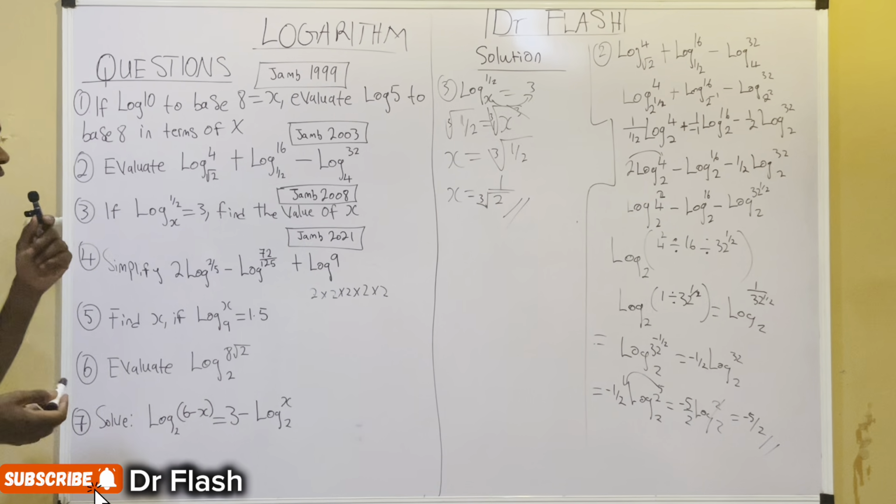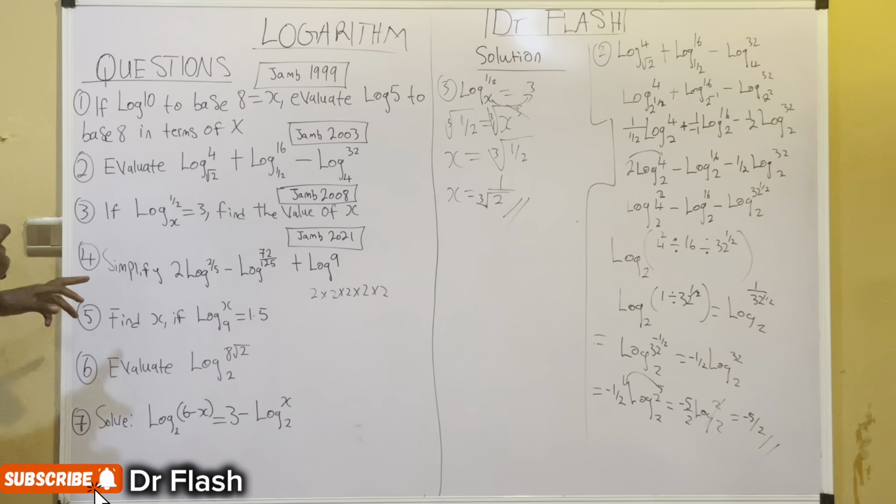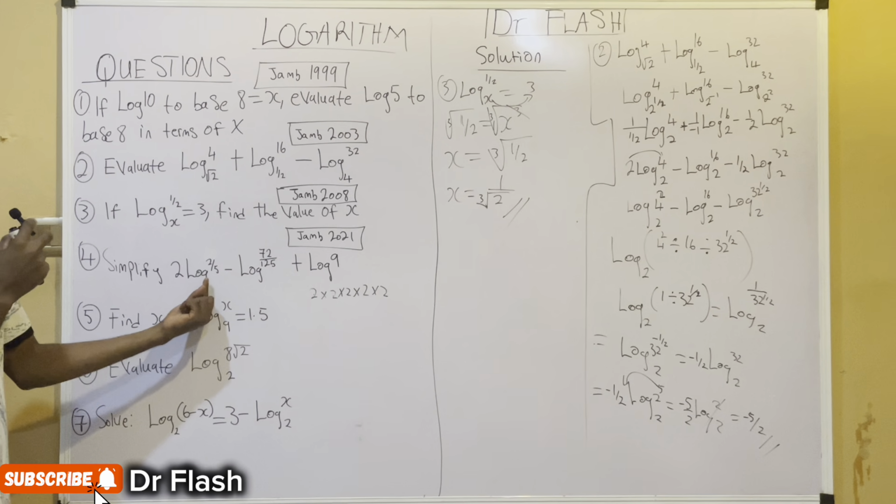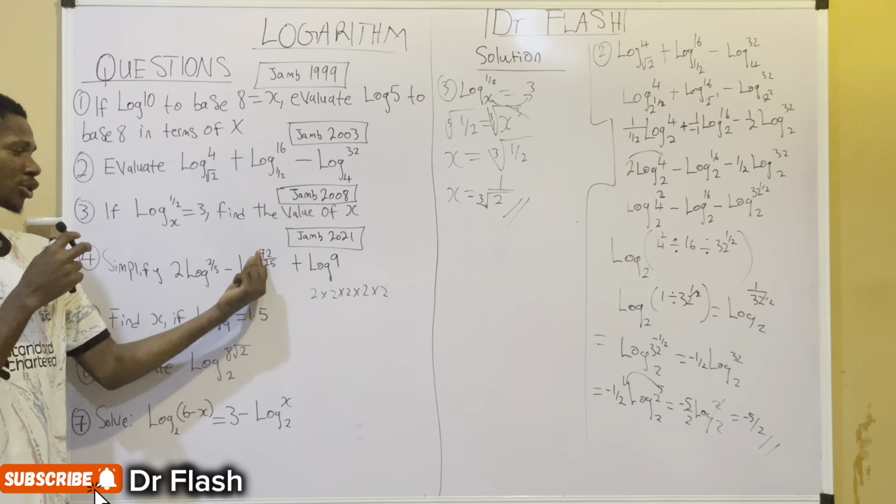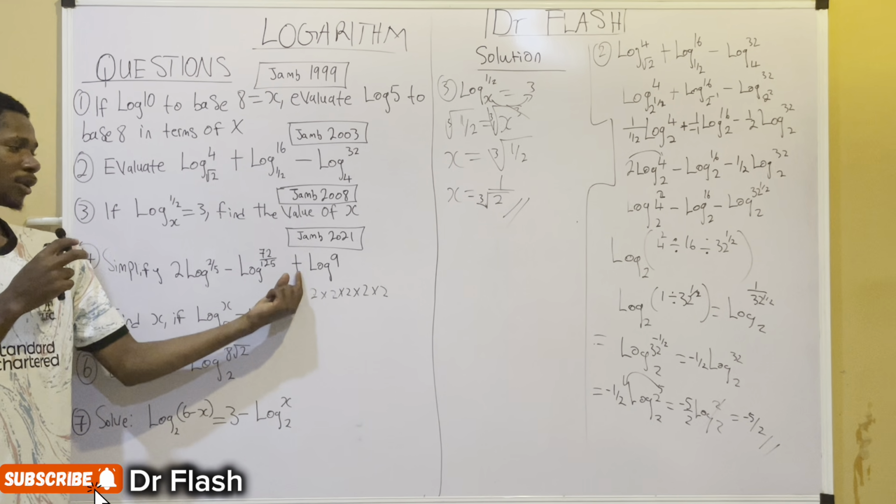Okay, number 3 was quite easy and straightforward. That was from JAMB 2008. I think that was a bonus problem. Now for question 4, simplify 2 log 2 over 5 minus log 72 over 125 plus log 9.